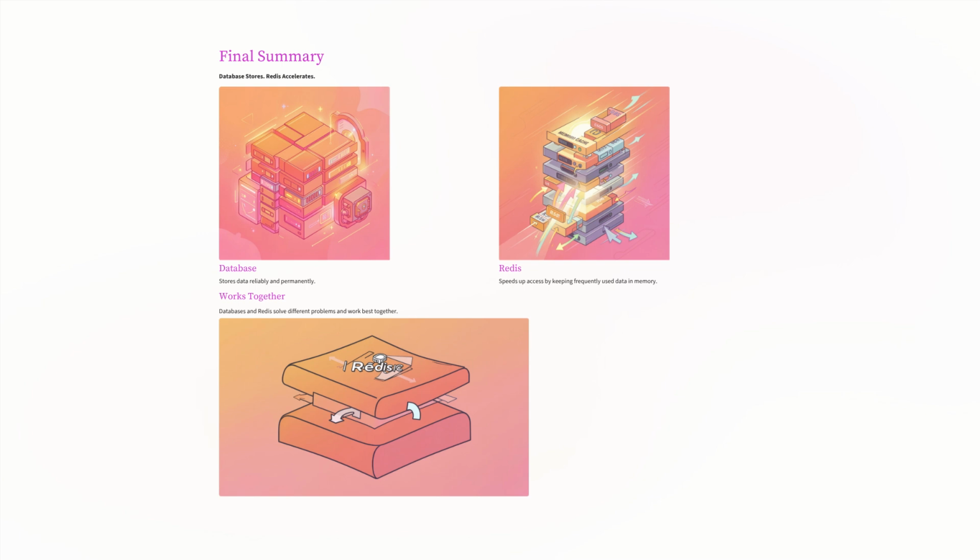In our next video, we'll explore another important architecture concept: REST API versus message queue versus event-driven architecture.